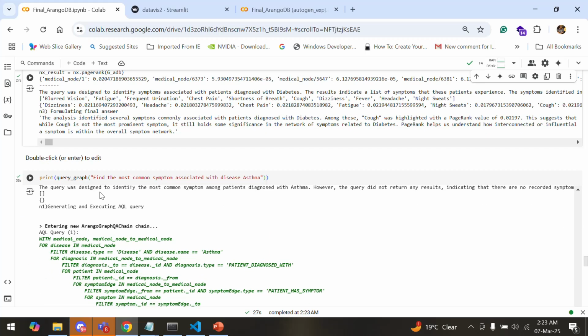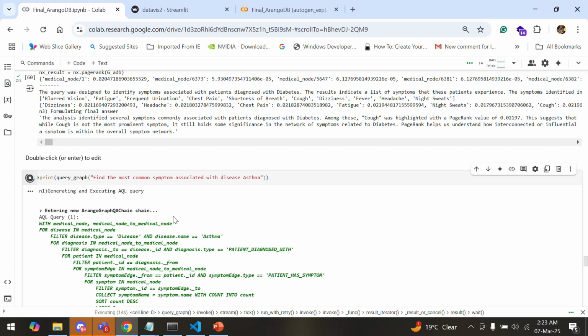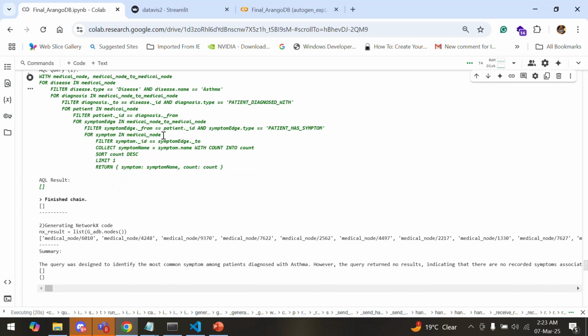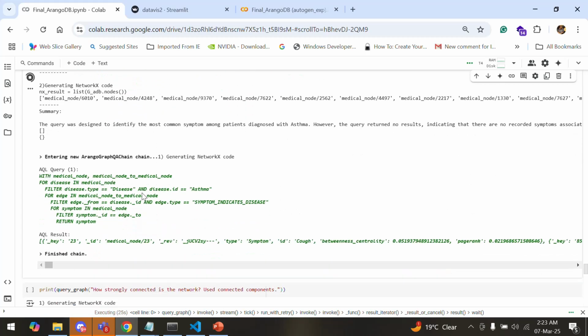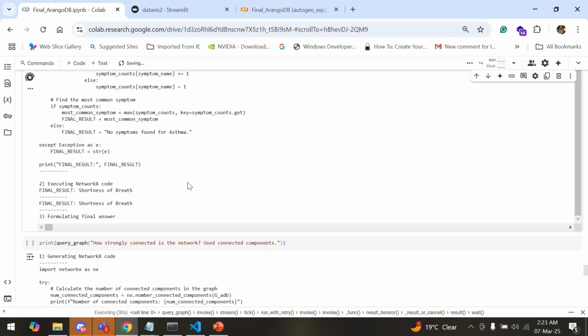Now, let's take a look at one of the hybrid queries: find the most common symptoms associated with disease asthma. If you run through that, you will see it chains through a lot of depth in the AI tool and gets all the logic working together as a unit to get our result. First it executes the AQL query, enters the ArangoDB QA chain, and finishes the result. Then again it generates the NetworkX code, gets the information and gets all the values for this.